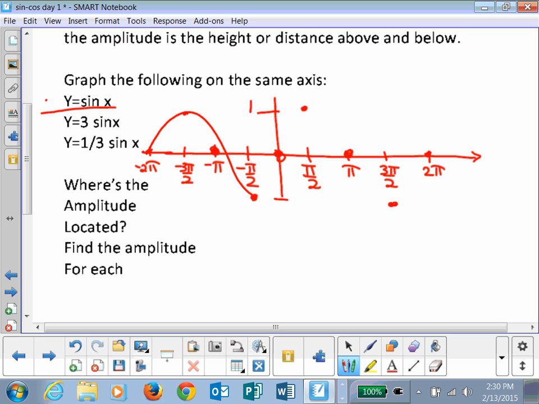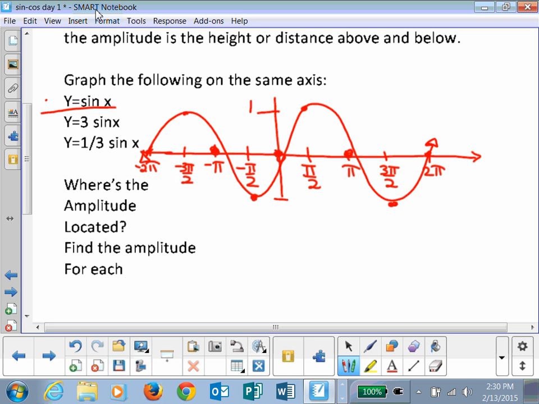So here is my sinusoid, or the graph. Put arrows at the end because they don't stop, they continue. That's what the graph of a sine curve looks like. Okay? Now I'm going to do the next one, y equals 3 sine of x. And I'm going to plug those same radians in. That was y is equal to the sine of x.